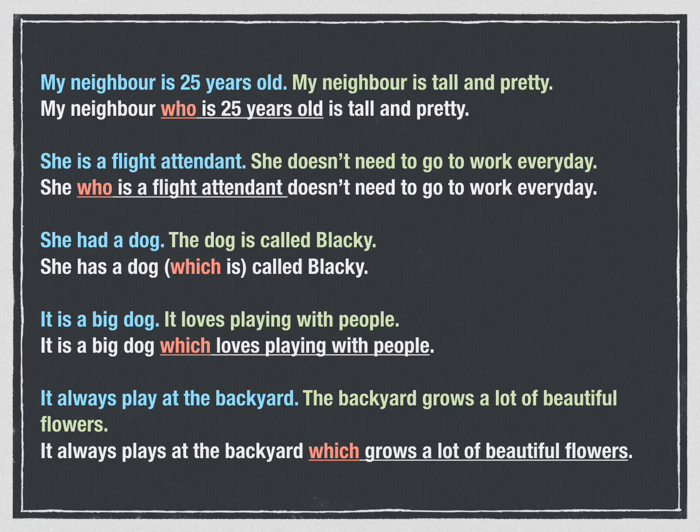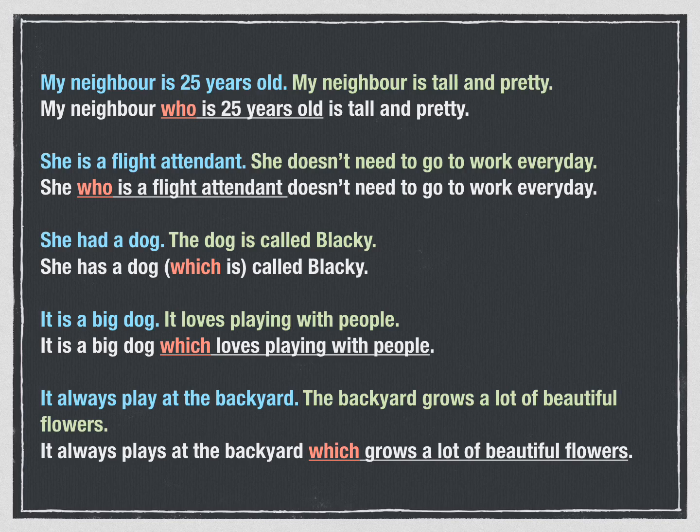The same can be applied to the following three sentences as well. For example, the third example: she has a dog which is called Blackie. If we break it down into two sentences, it will be, she has a dog, full stop. The dog is called Blackie. And we combine these two sentences into one with the WH word: she has a dog which is called Blackie. The fourth example: it is a big dog which loves playing with people. If we break it down into two sentences, it will be, it is a big dog, full stop. It loves playing with people, full stop. Two sentences combined with a WH word. And the last example is the same.